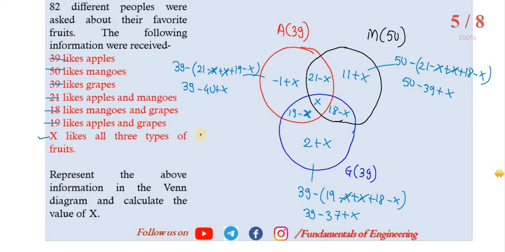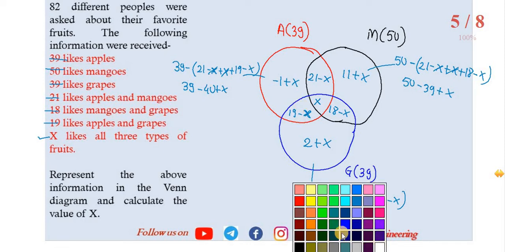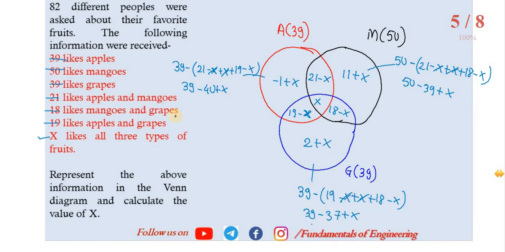82 people. So whatever information we have got here in the Venn diagram, that we need to add is equal to 82. Then we'll get the missing x who likes all 3 types of fruits. So I will use a different color to show that. So first I will write down this circle, the apple circle. So minus 1 plus x plus 21 minus x plus x plus 19 minus x. So this circle I have written.